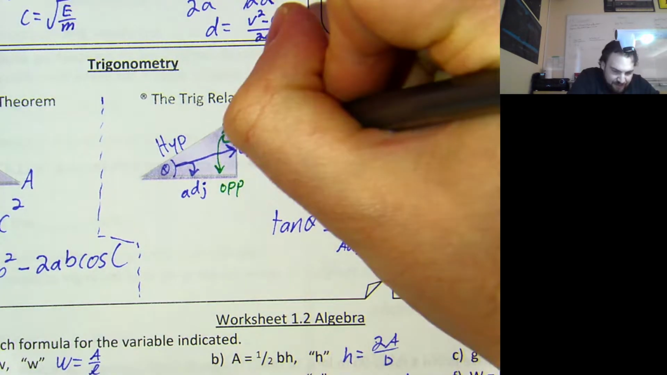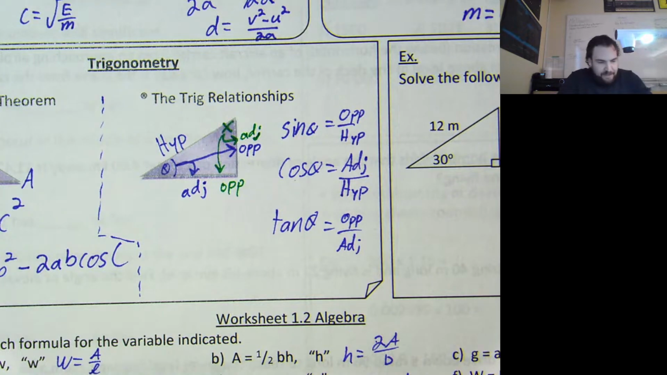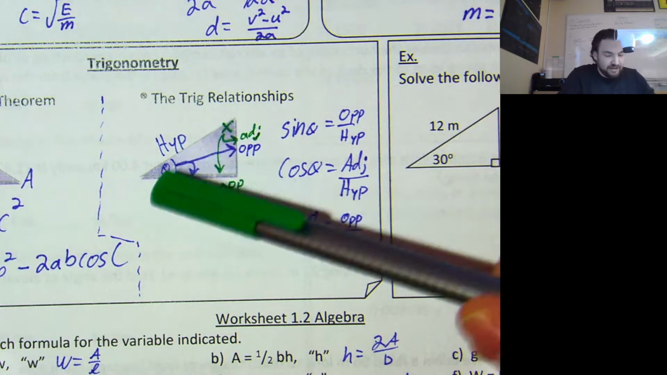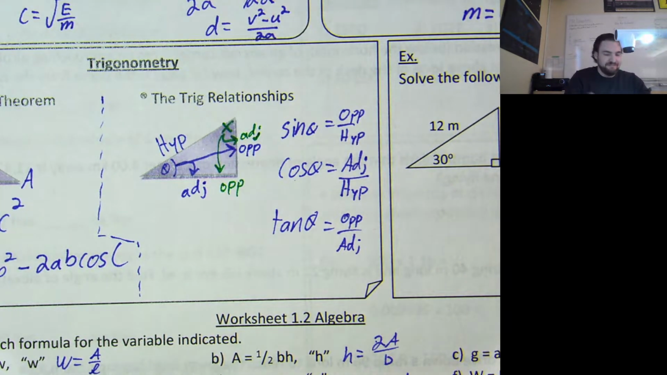When I teach it to my 9s, sometimes it's hard for them to wrap their heads around the fact that opposite and adjacent can change. They're dependent on which angle you're looking at. They're not a standard, locked-in label that we give to these sides. So that's trig. I feel like you should have seen that in grade 9.